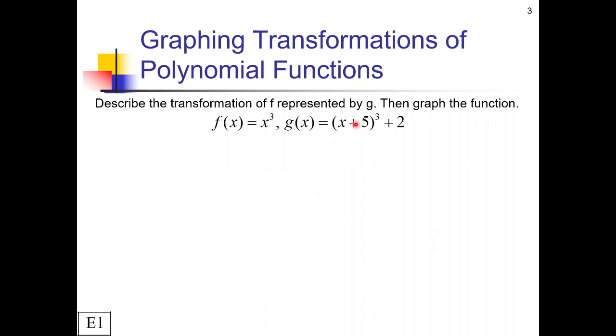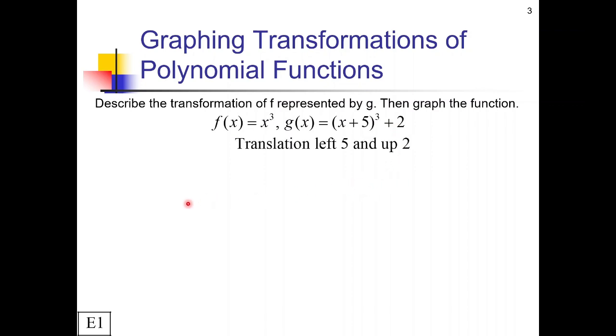First off, what is the transformation represented if we're adding 5 inside and adding 2 outside? Well, adding and subtracting is a translation. It's a shift. And stuff that happens inside, remember, is opposite of what you expect. Stuff that happens outside is exactly what you expect. Inside changes are horizontal. Outside changes are vertical. So adding 5 inside means we're actually shifting this 5 to the left. Adding 2 outside means we're shifting this 2 units up.